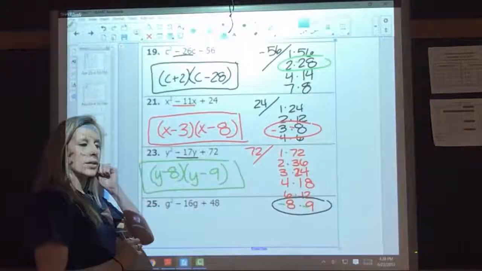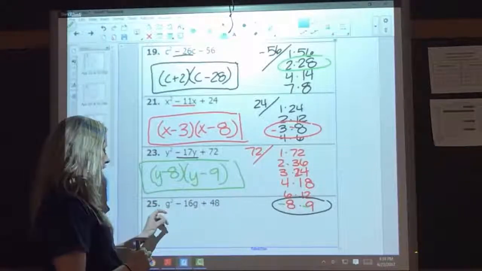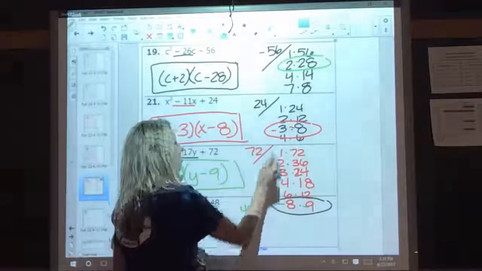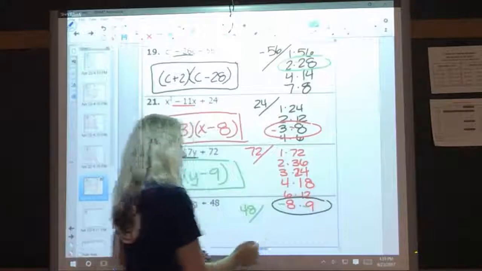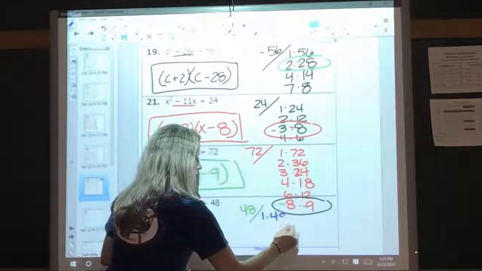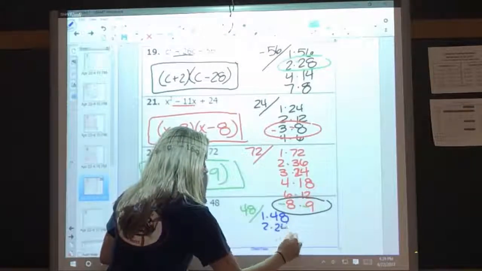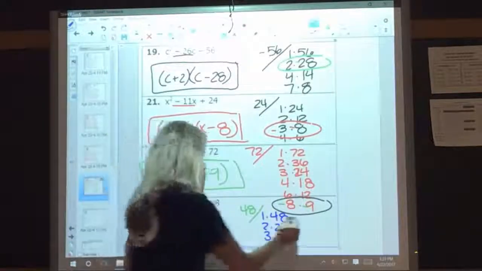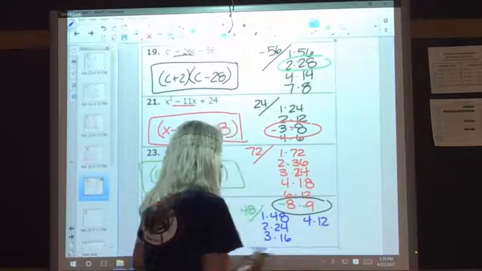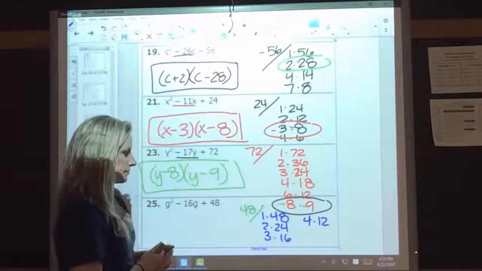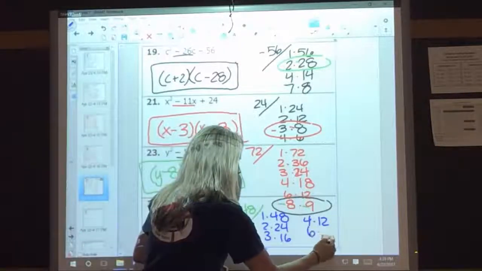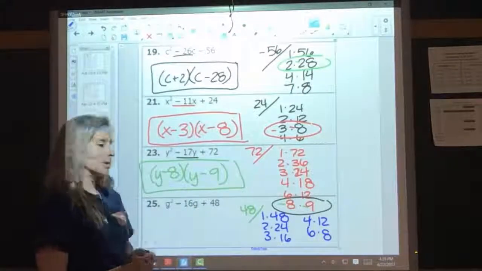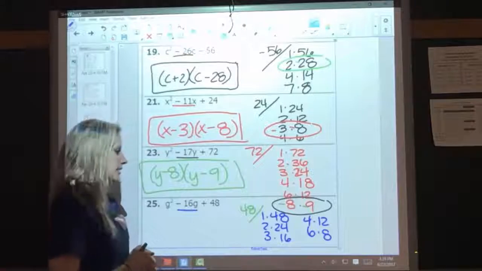All right, last one that I'm going to do on the left side. We need the factors of 48. So factors of 48 would be 1 and 48, 2 and 24, 3 and 16, 4 and 12, 6 and 8. Okay, so which two will add or subtract to give you a negative 16?